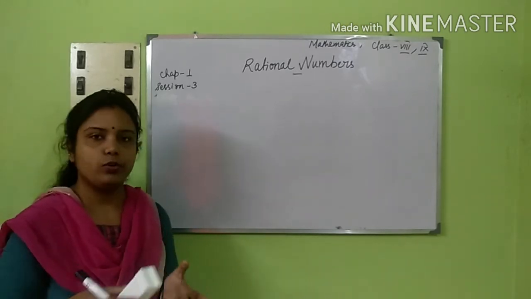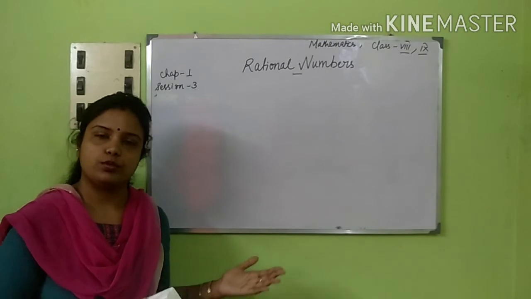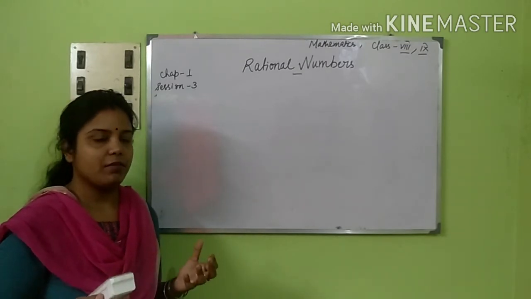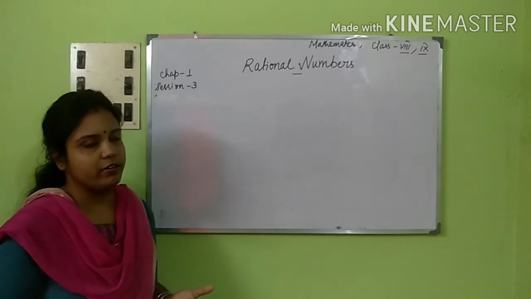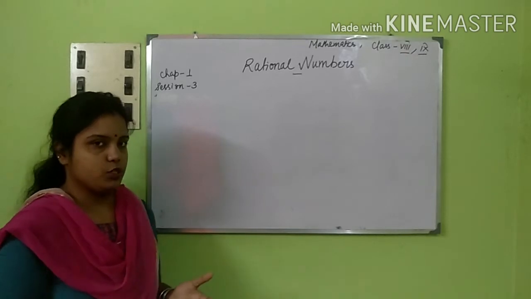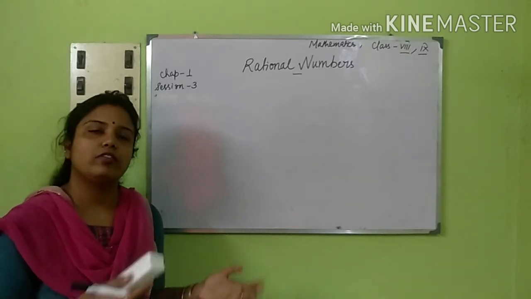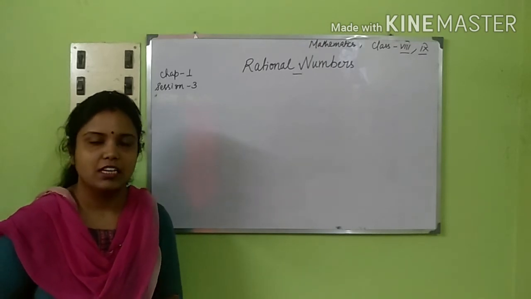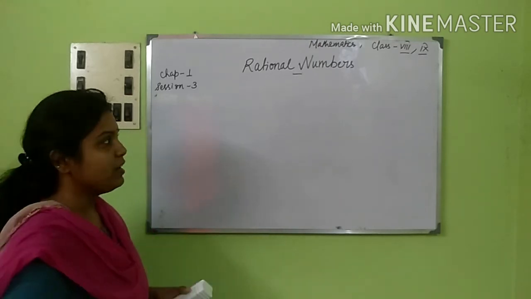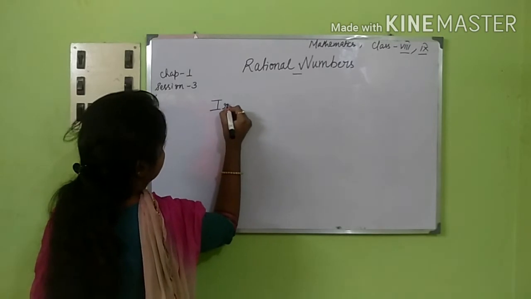Now this part is only for class 9, so those who want to ask questions, you can write in the comment section from this part. I think the other parts will be very clear to you because you already have done them in class 7 and 8. Anyway, coming to the next part, irrational numbers.